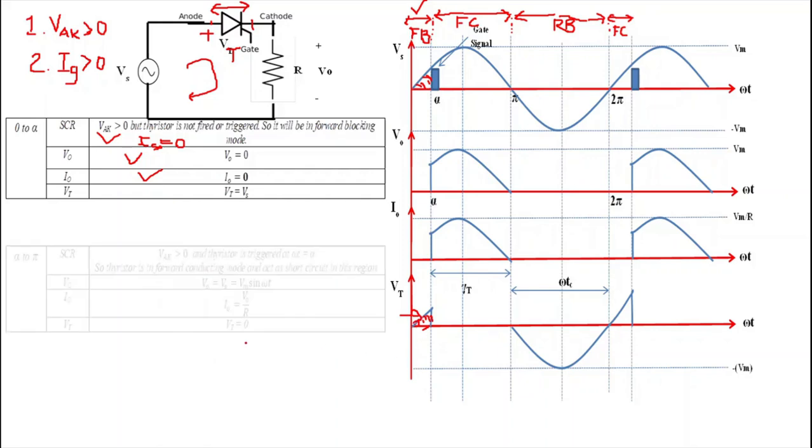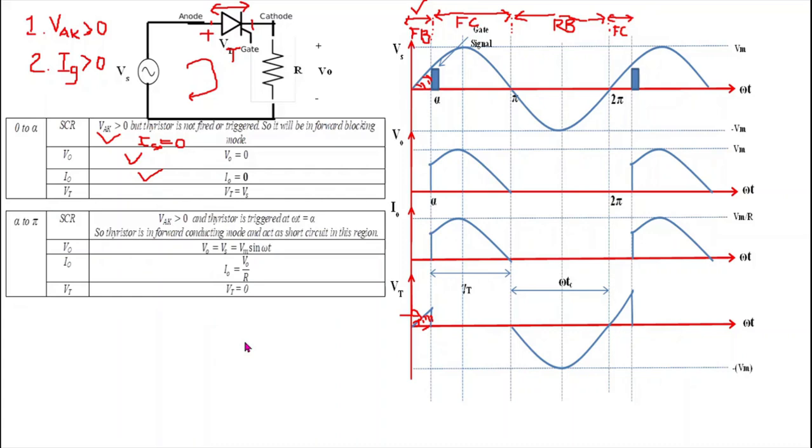Now what happens from alpha to pi? From alpha to pi, we know that VAK is already greater than 0. But the thyristor is fired at angle alpha. Firing of the thyristor means the gate current is greater than 0. So when the thyristor is fired, it gets turned on. When the thyristor gets turned on, it acts as a short circuit. And if I ask you what is the mode of operation of this thyristor, the answer is that here VAK is greater than 0 and IG is also greater than 0.